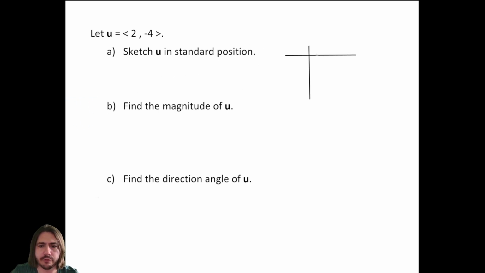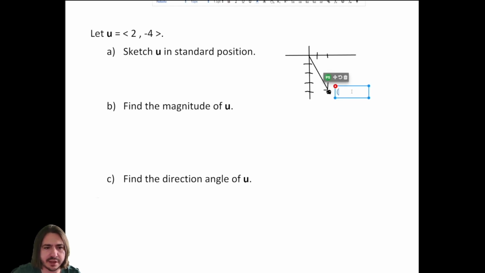So 2, -4, I'm just going to say 1, 2. And this is a sketch, it doesn't have to be perfect. 1, 2, 3, 4. So the terminal point will be right here. So when I draw my arrow, I'm going to start at the origin and point to that terminal point. Just to make this clear, this is at 2, -4. Okay, so there's the sketch. That's all you really have to do there.